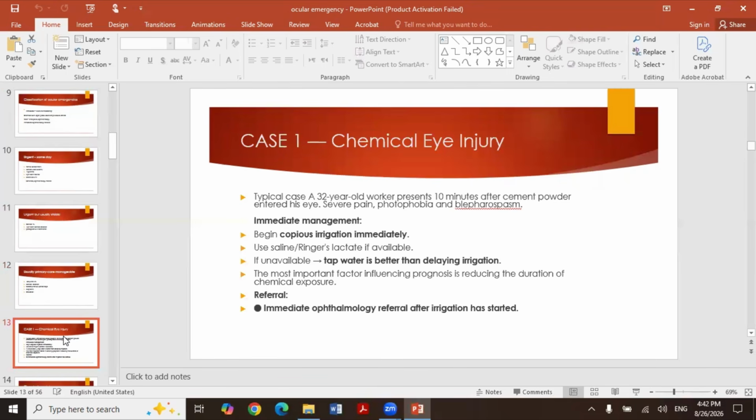First case, chemical eye injury. There is a 32-year-old worker who presents 10 minutes after cement powder entered his eye. He has severe pain, photophobia, and blepharospasm. I want to ask which chemical eye injuries you know. Dr. Abdurrahman, do you know the types of chemical eye injury?